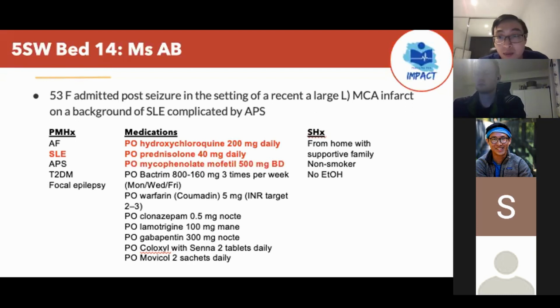And does anyone remember what we mean by valvular AF? I think that's AF with mitral stenosis, or if they have artificial heart valves. Absolutely, yeah. So two things that we mean when we say valvular AF: a person with AF with either moderate or severe mitral stenosis or a mechanical heart valve. This patient has neither of those things.